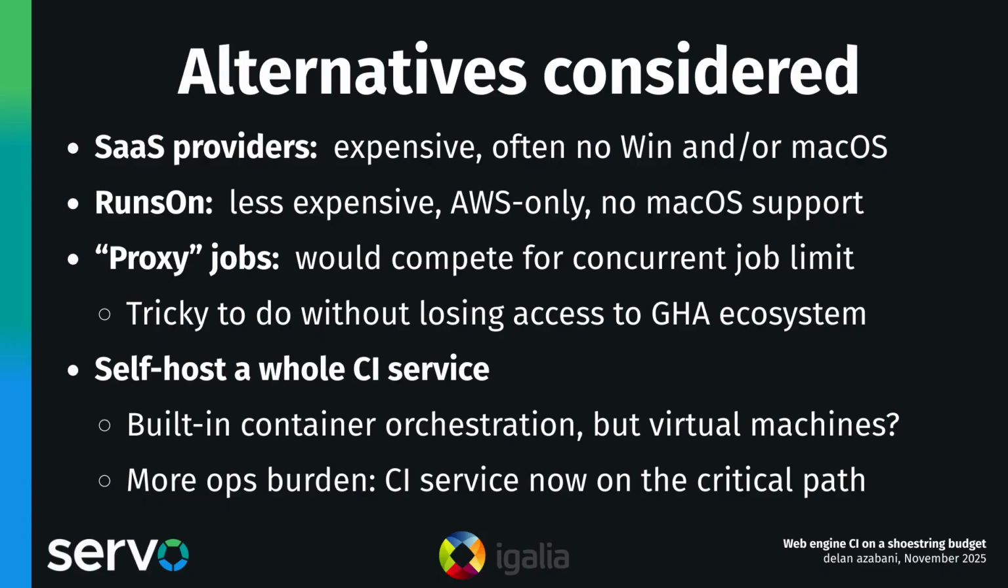We considered offloading some of the work that these free GitHub-hosted runners do onto our own servers with, let's call them proxy jobs. The idea would be that you'd still use free GitHub-hosted runners, but you'd do the work remotely on another server. The trouble with this is that then you're still using these free GitHub-hosted runners, which take up your quota of your maximum concurrent free runners.